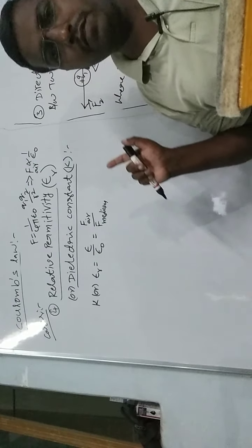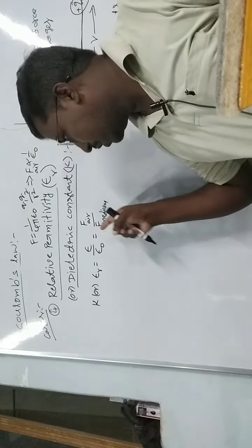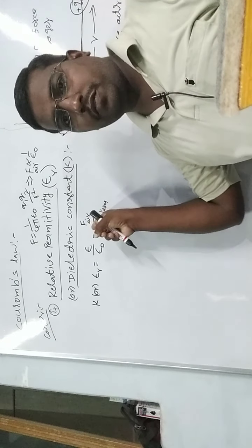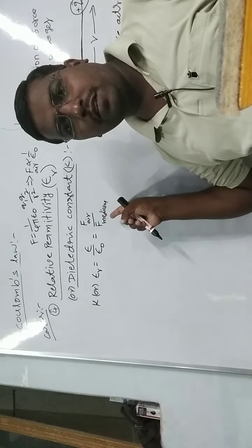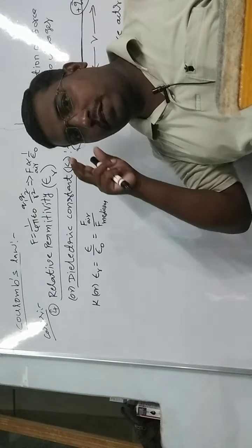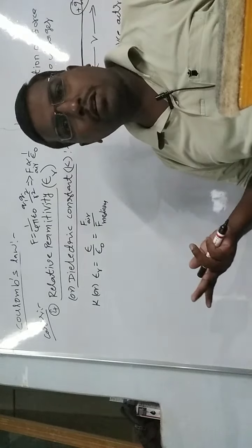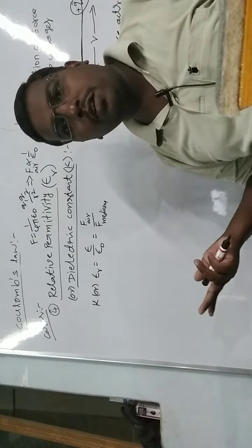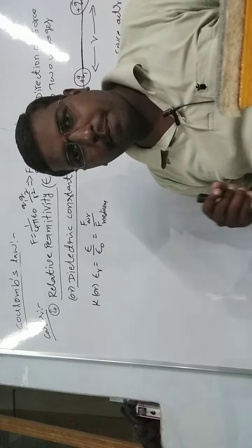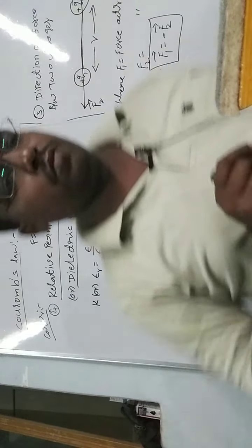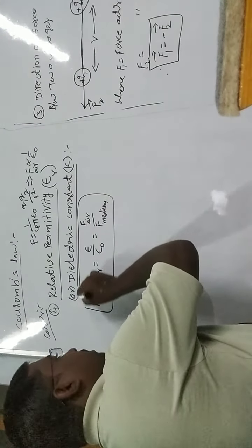So this definition is also defined another way: the ratio between the force between two charges in air and the force between two charges in medium. This comparison gives a constant value. This constant is called dielectric constant or relative permittivity. Students, this is a very important formula.